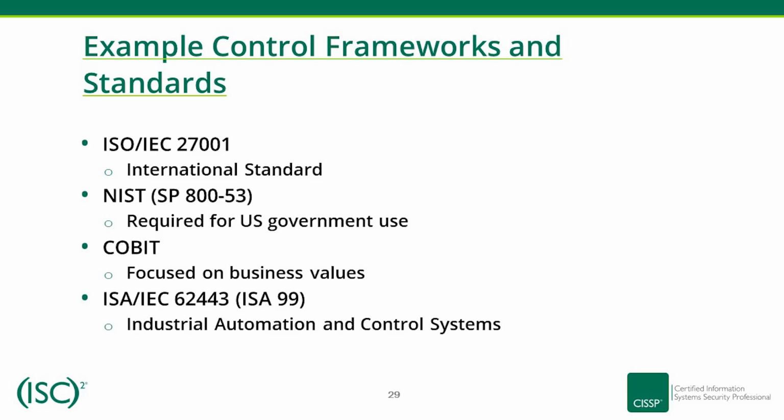Example control frameworks and standards. ISO IEC 27001 is an international standard. NIST SP 800-53 is required for U.S. government use. COBIT is focused on business values. ISA IEC 62443, ISA 99, deal with industrial automation and control systems.